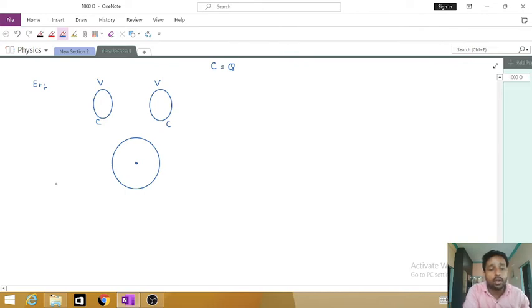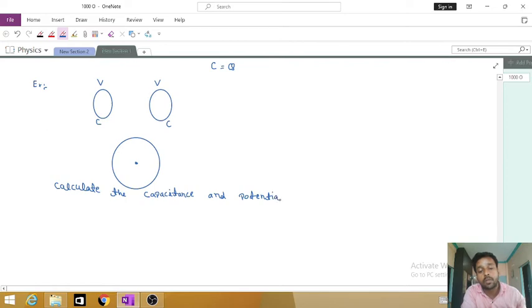Now you have to calculate the capacitance and the potential of the new drop. Okay, this is the question.